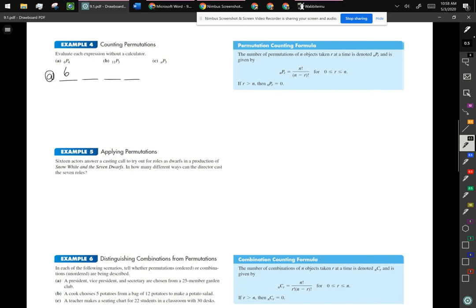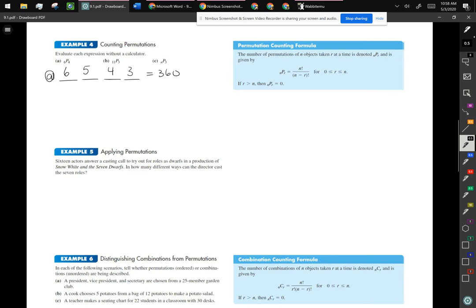In my very first spot, I get to pick from 6 different things. Well, that means there's 6 different possibilities for that first spot. In my second spot, if I pick something for my first spot, now how many possibilities are there for my second spot? There's 5. And so forth, 4 and 3. At the end of the day, it'd be 6 times 5 is 30, 120, 360. So 6P4 is equal to 360.